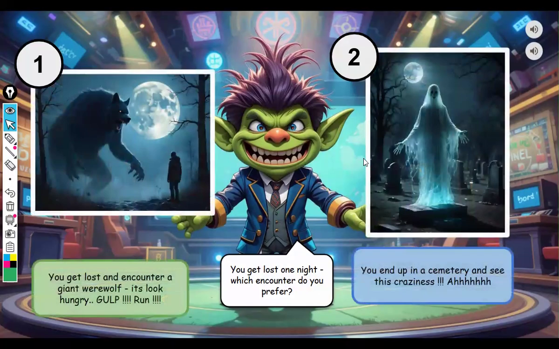Okay. Do you prefer option 1, to come in contact with that werewolf, or do you prefer the spirit? Both are horrible choices, but you want to choose the better of two terrible choices. Think on it and let's go. Which scenario do you prefer?